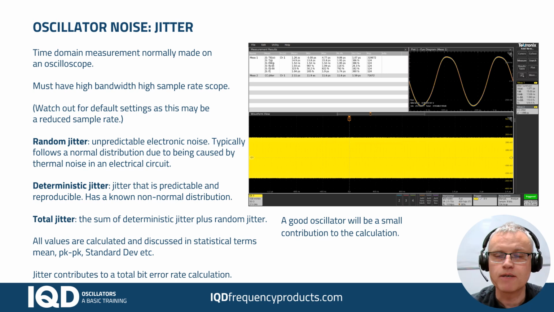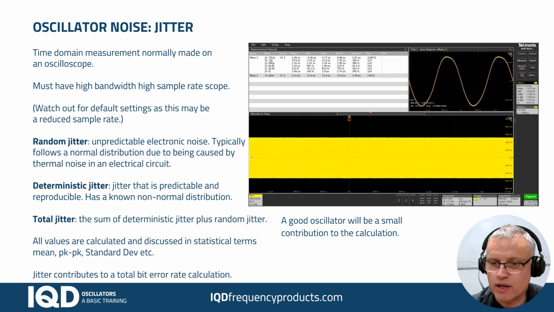Deterministic jitter is more like the spurious response we saw in the frequency domain. It's predictable, it's reproducible, it can often be attributed to something very specific, and it has a non-normal distribution. Then there is total jitter, which is the sum of the two. As I said before, all these values are discussed in statistical terms, such as the peak value or the standard deviation.